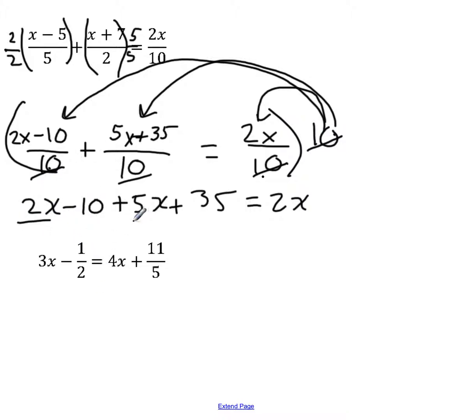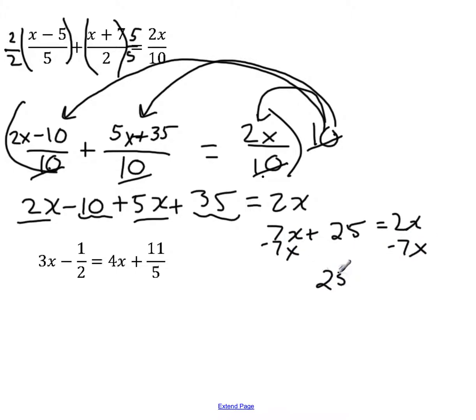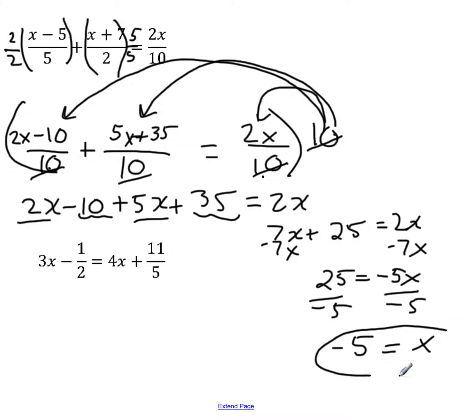Okay, let's combine like terms. I'm running out of room. We get 7x plus 25 equals 2x. Subtract 7x on both sides. I get 25 equals negative 5x. Divide by negative 5 on both sides. X equals negative 5. Now that was a tough one. And I think you'll find this exact problem in the lesson.